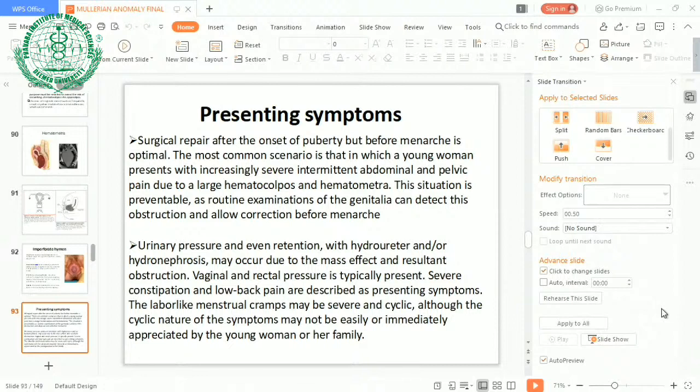Urinary pressure and even retention with hydroureter and or hydronephrosis may occur due to the mass effect and resultant obstruction. Vaginal and rectal pressure is typically present.